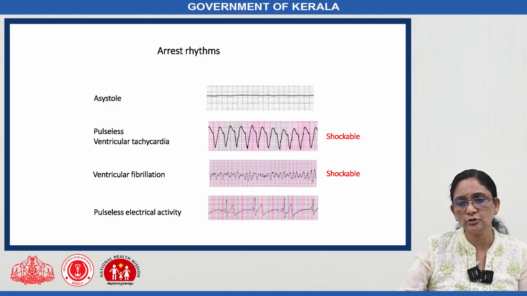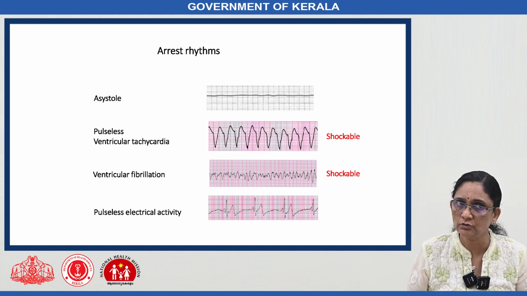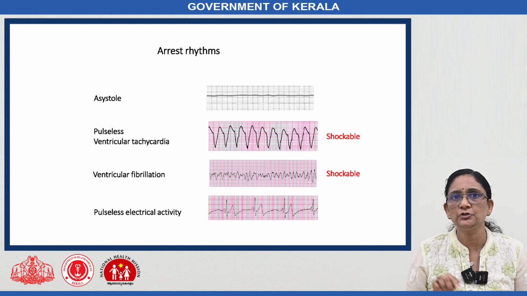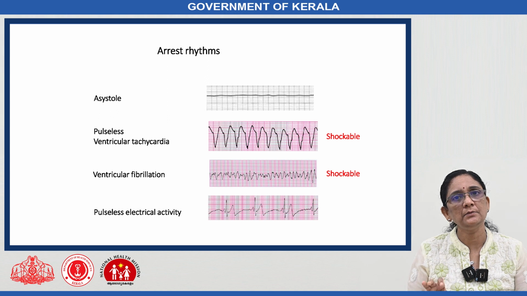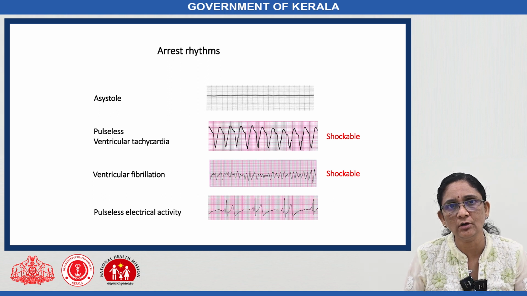Remember, there are only 2 rhythms that are shockable. That is ventricular tachycardia without a pulse and ventricular fibrillation without a pulse. A straight line, which means an asystole, does not require a defibrillation. And similarly, if you have some activity there, that is what you call pulseless electrical activity, there is also no role for defibrillation.